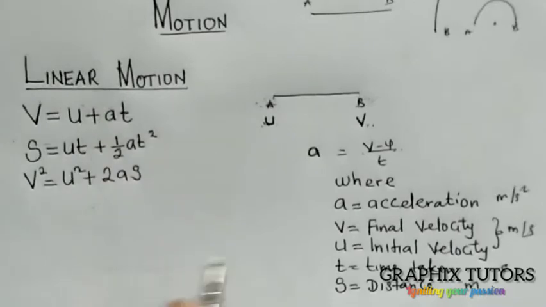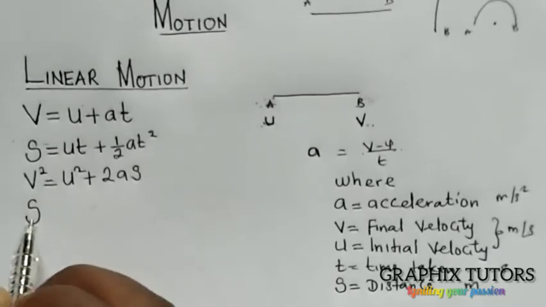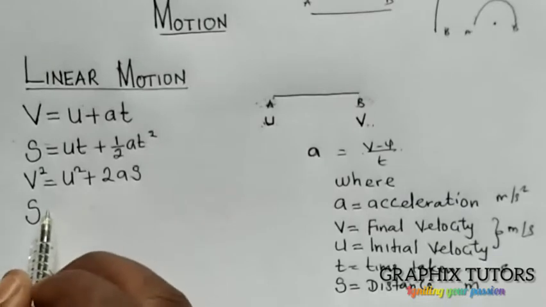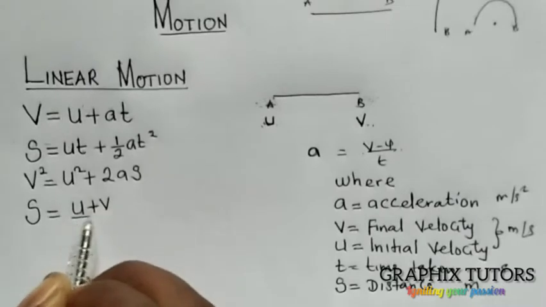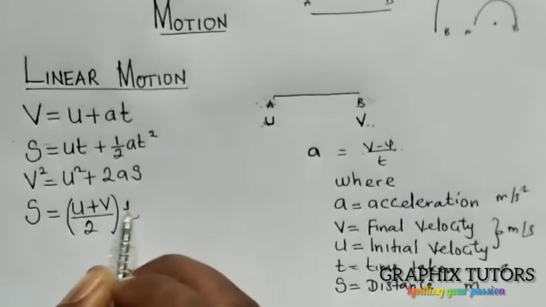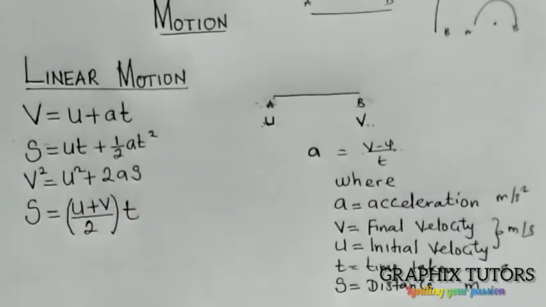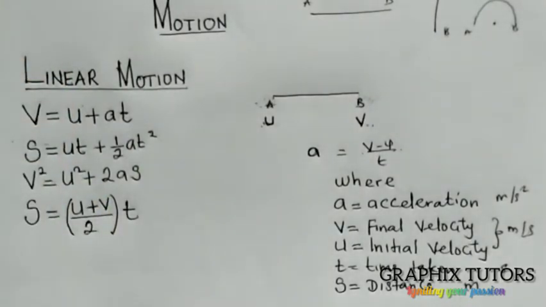In some cases, we do add one more to it. That will say that when you have more than one velocity, my S is equal to U plus V all over 2, multiplied by T. So that is the average distance traveled. Now these are the three equations of motion, or should I say four of them. Is that taken?